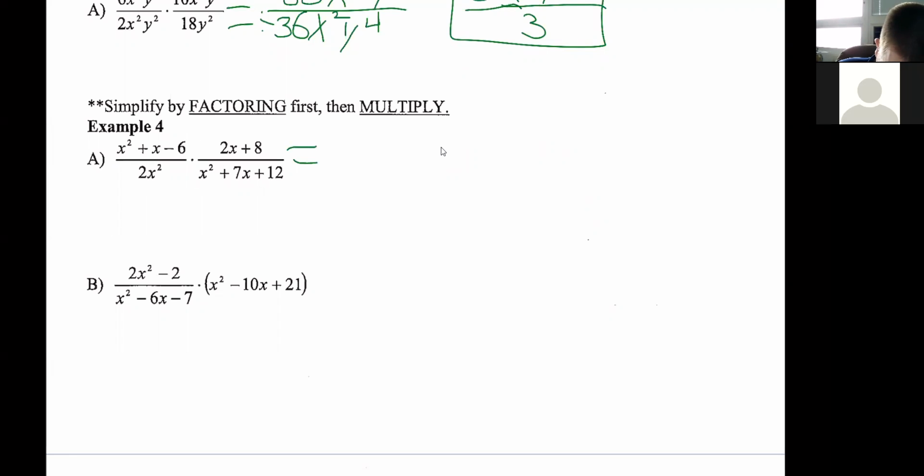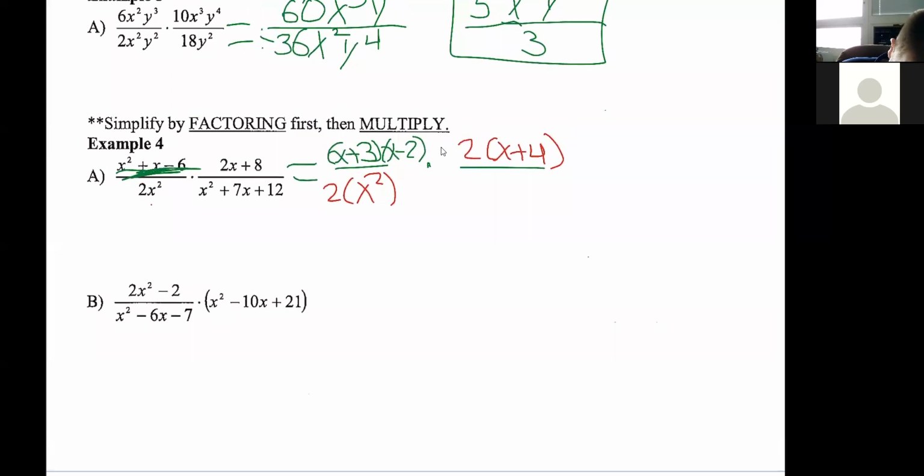So for example, this top one, I'm going to rewrite and simplify anything I can. The top would be x plus 3, x minus 2. That's what this factors into. 2x plus 8, I'm going to factor out my GCF because maybe that will be to my advantage. That would be x plus 4. Down here, I could factor out a 2. I'm just going to keep the x squared how it is. Sorry, for this one, we could factor this trinomial. That would be x plus 4, x plus 3.